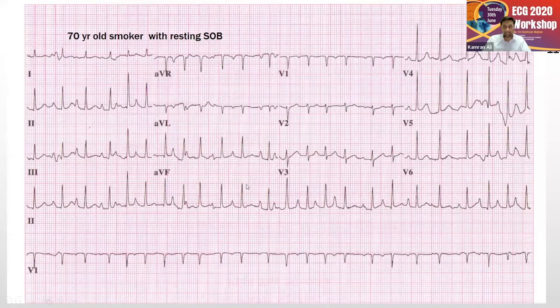All right, coming to the next one. 70-year-old smoker with resting shortness of breath. Since it's a 70-year-old, we know it's a lifetime smoker. This ECG shows a little bit of an irregular pattern, but you can actually see P waves. If you look at just a single lead, there are different morphologies of the P wave. Since this is a tachycardic patient, this is an ECG of multifocal atrial tachycardia.